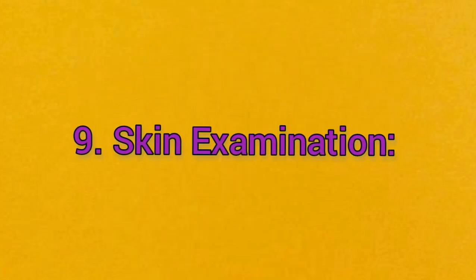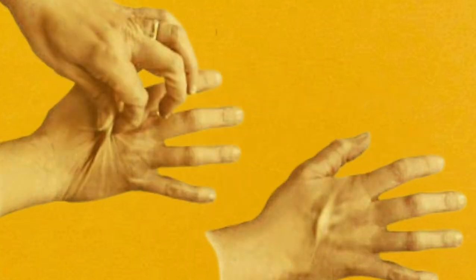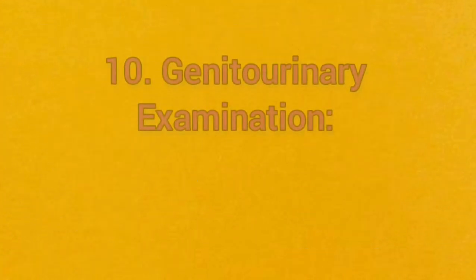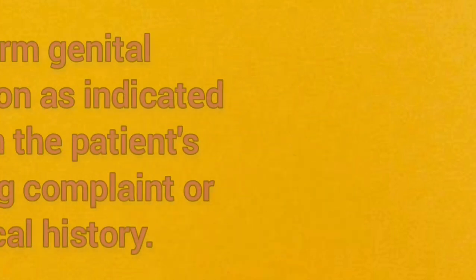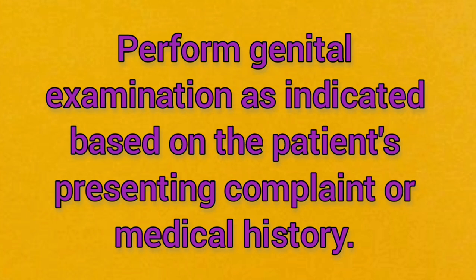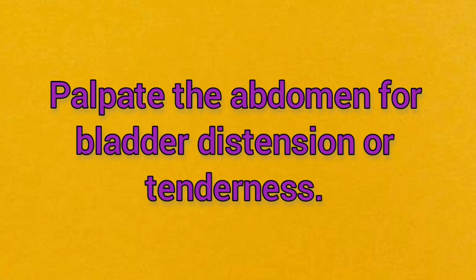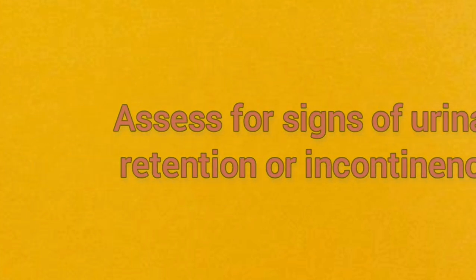9. Skin examination. Inspect the skin for lesions, rashes, ulcers, moles, or signs of trauma. Palpate skin lesions for texture, temperature, and tenderness. Assess skin turgor and hydration status. 10. Genitourinary examination. Perform genital examination as indicated based on the patient's presenting complaint or medical history. Palpate the abdomen for bladder distension or tenderness. Assess for signs of urinary retention or incontinence.